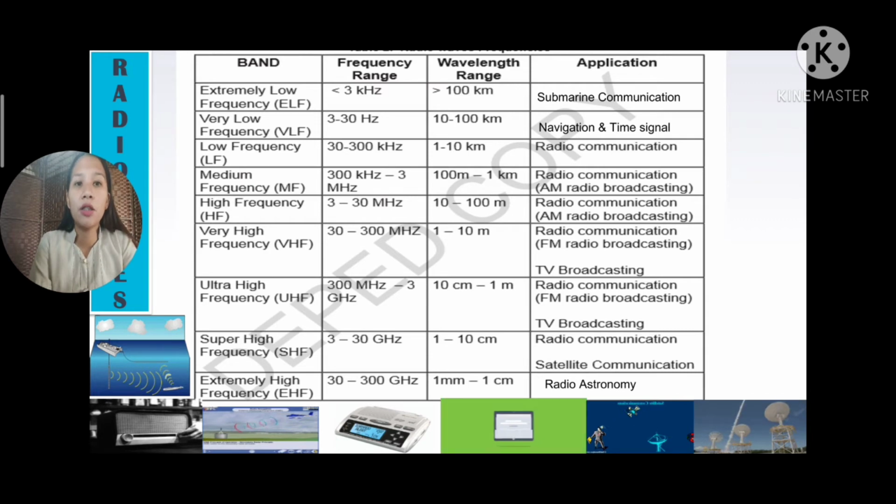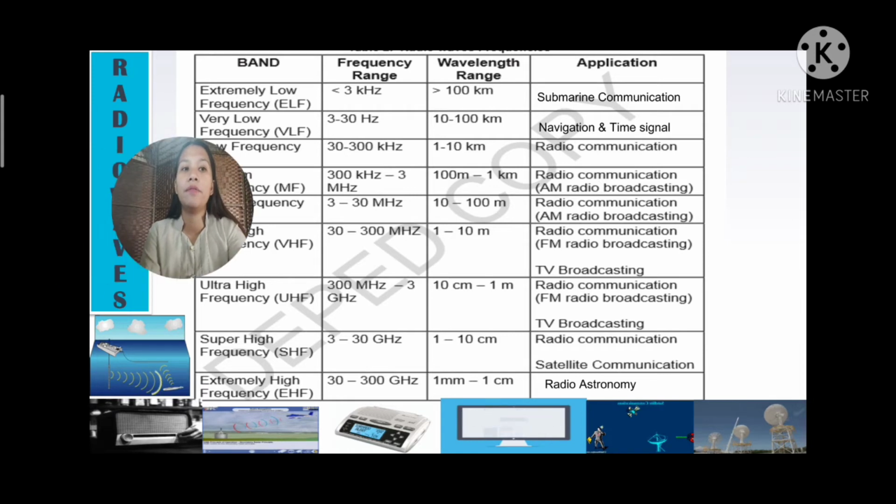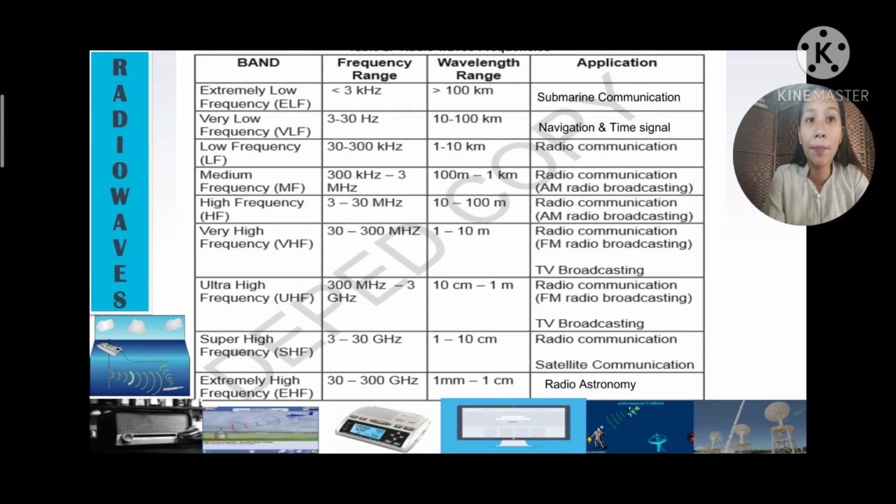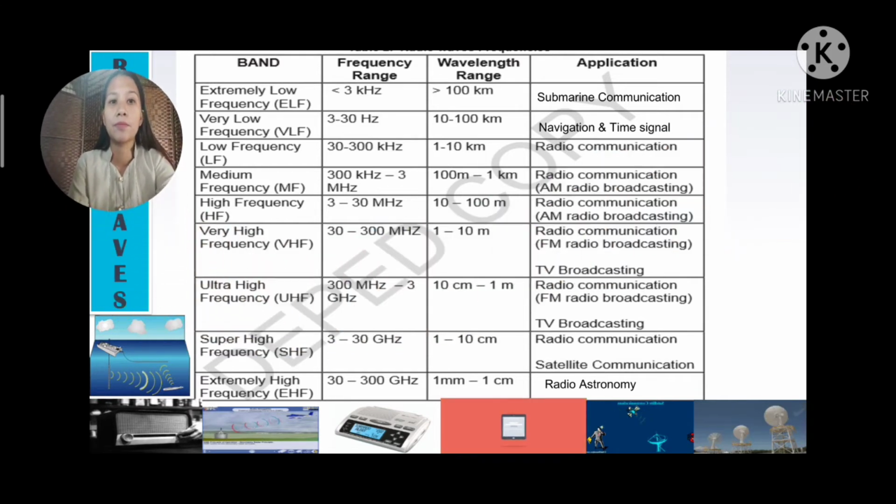Radio waves also have different bands. So we have different bands like the extremely low frequency, very low frequency, low frequency, medium frequency, high frequency, very high frequency, ultra high frequency, super high frequency, and extremely high frequency.